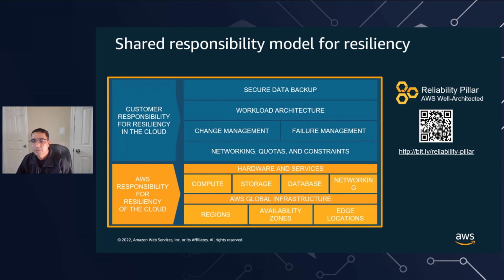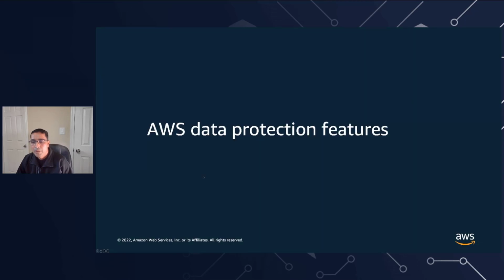The data backup and DR and ransomware strategies that we are going to cover today all come under the customer's responsibility. The AWS Well-Architected Review is a framework that is available for all customers to calibrate their data protection and resiliency objectives. Now that we've gone through the shared responsibility model, let's look into the data protection features. My colleague Marcos will be covering that.